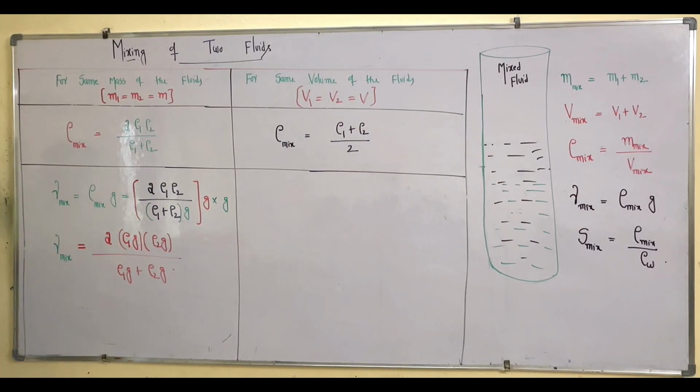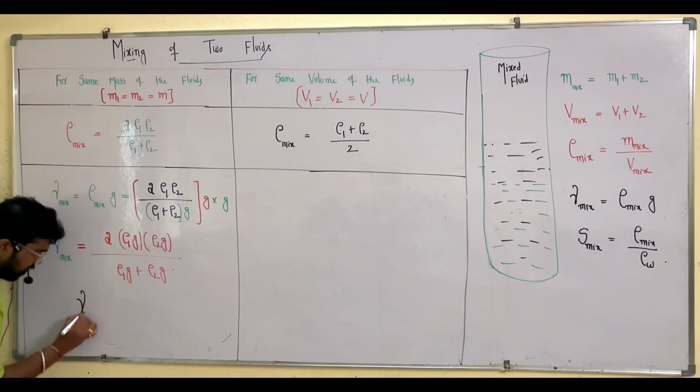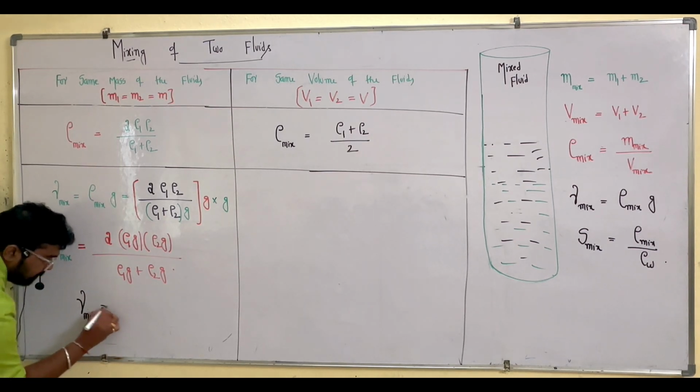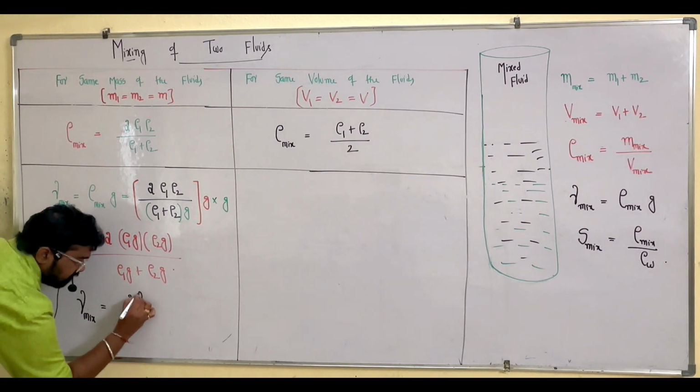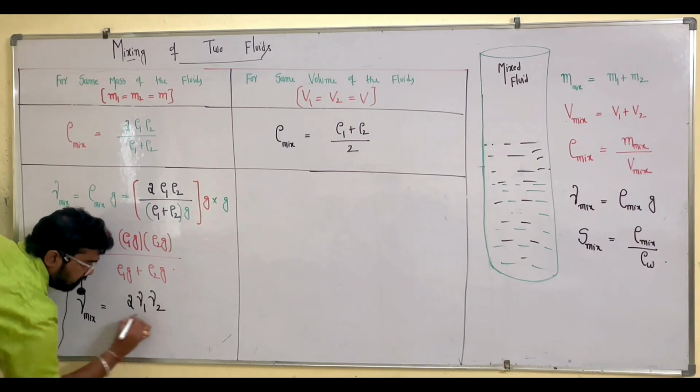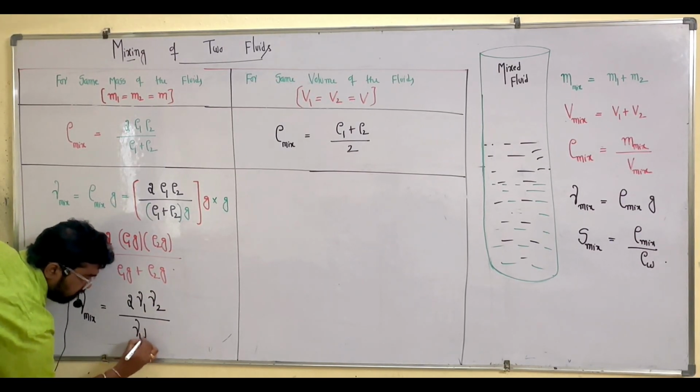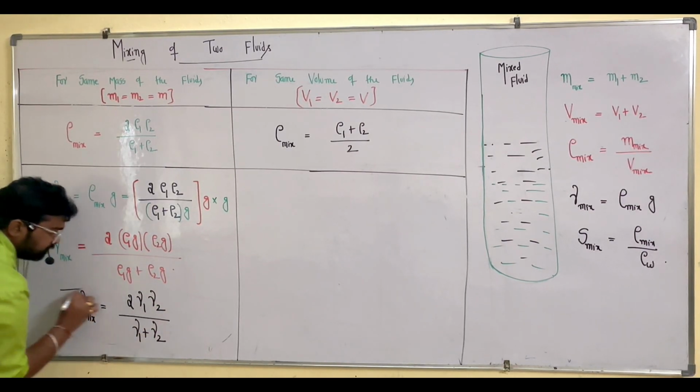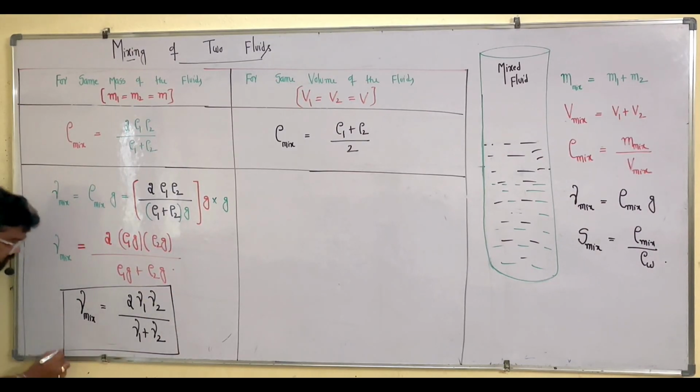So what is the gamma mixture in this case? చెప్పండి. Gamma mixture equal to 2 times of gamma 1 into gamma 2 by gamma 1 plus gamma 2. This is the gamma mixture. Same mass condition, same mass case. This is same volume case.